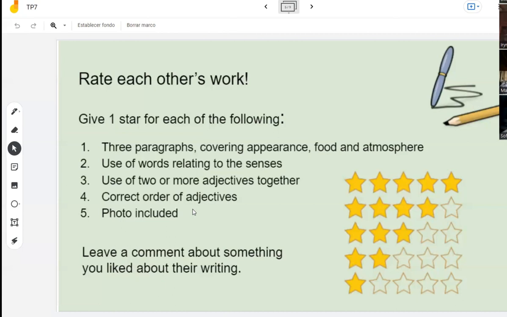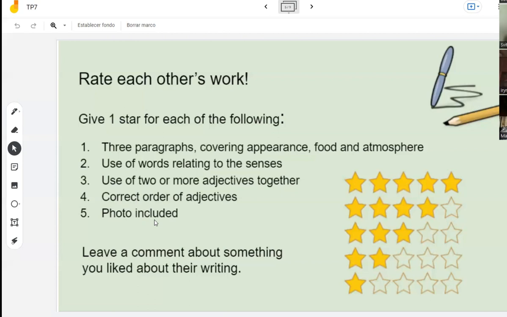So you have to use some of the senses, and also the use of 2 or more adjectives. Remember that if we use just one adjective with a noun, it is simple and easy to read and understand, but we provide more details and help people to visualize the atmosphere, food, or other things better if we provide more adjectives, right? So also check how many adjectives you use, only one or more, and if the order of adjectives is correct. Remember that we had a special structure that you had to use. And also a photo. I asked you to include a photo, right?